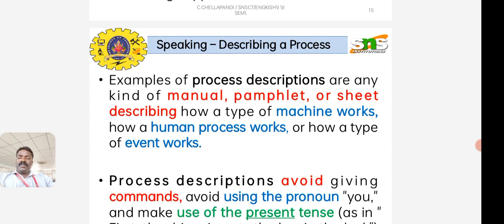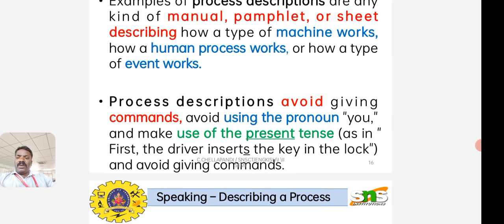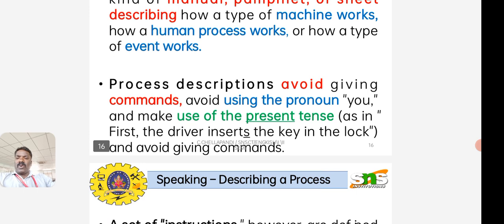For example, process descriptions are any kind of manual, pamphlet, or sheet describing how a type of machine works, how a human process works, or how a type of event works. All the information is included in the paper, so it does not directly speak to the audience or the readers.